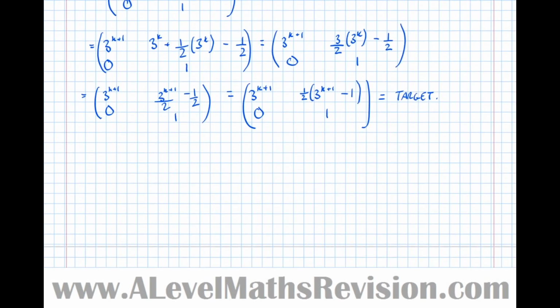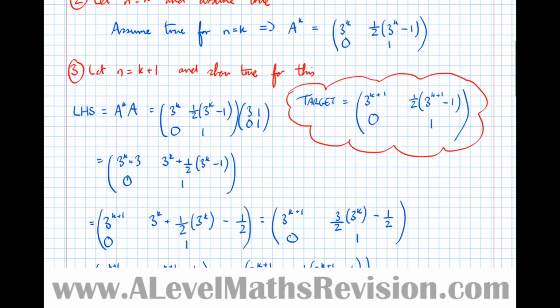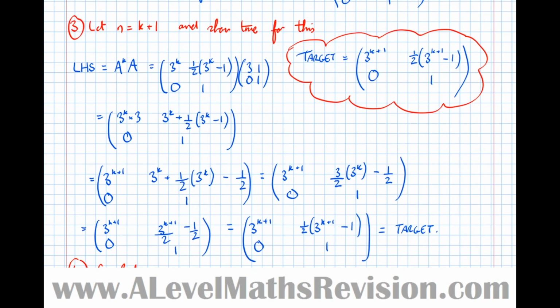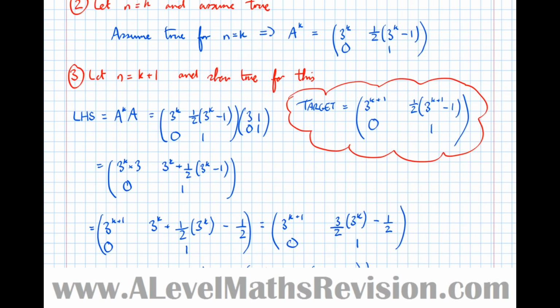So step 4. Conclude. Now this is important. So what we've shown is if true for n equals k, then true for n equals k plus 1. Now this is really important to understand, because what we've shown is that if this assumption's true, then this rule that we've proved is also true for the k plus 1th term. So if it's true for this term here, it's true for the next.